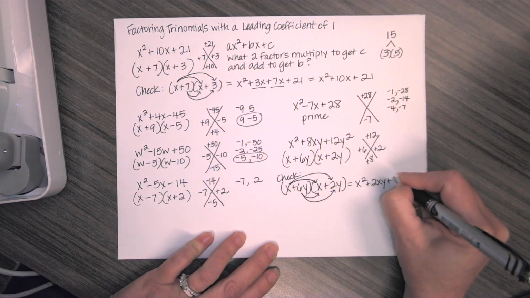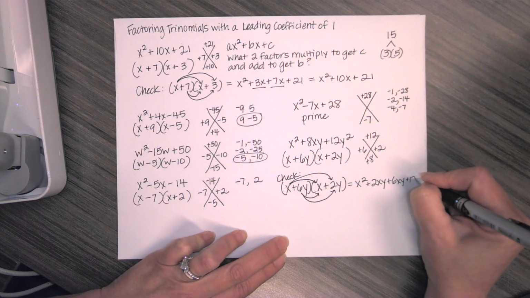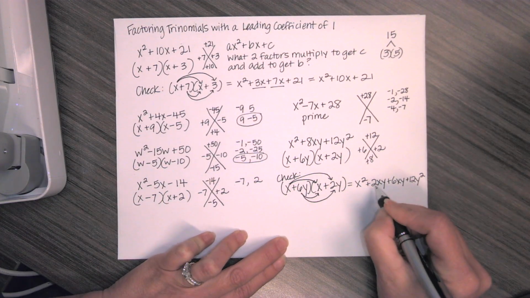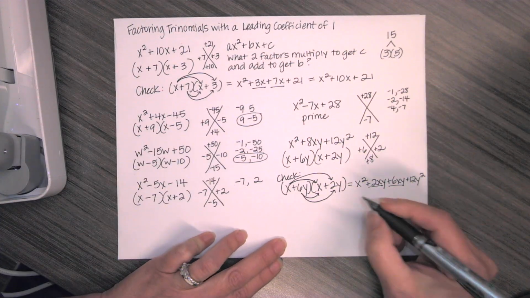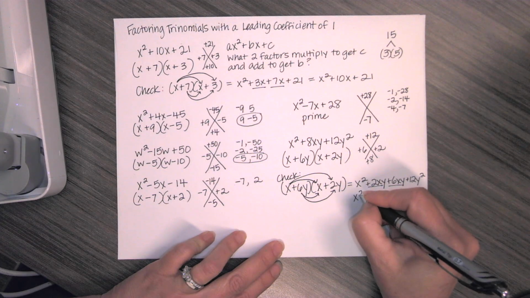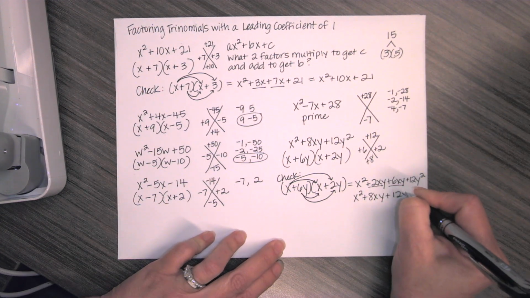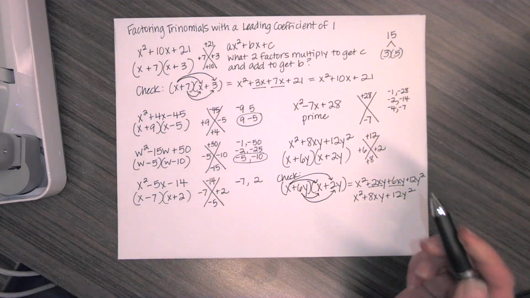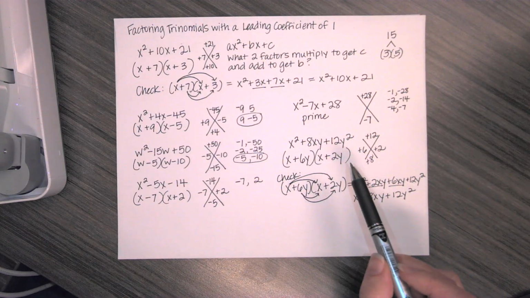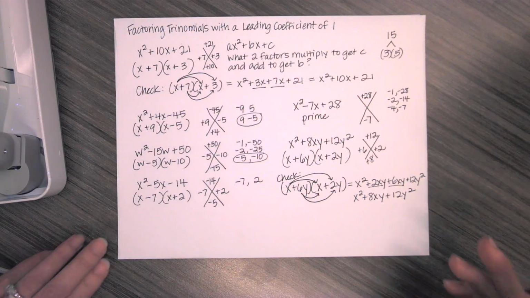6y times x is 6xy. And 6y times 2y is 12y squared. So you see how we got that xy on that term in the middle. So we end up with x squared plus 8xy plus 12y squared. So that is something that you could run into as well with more than one variable in the problem.